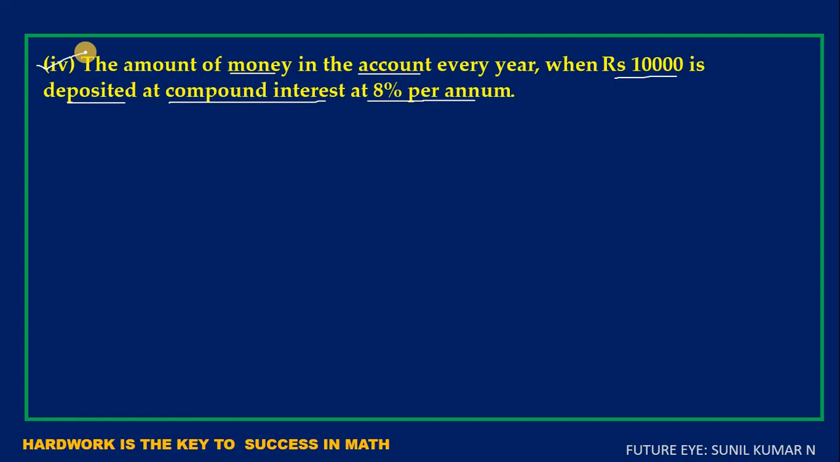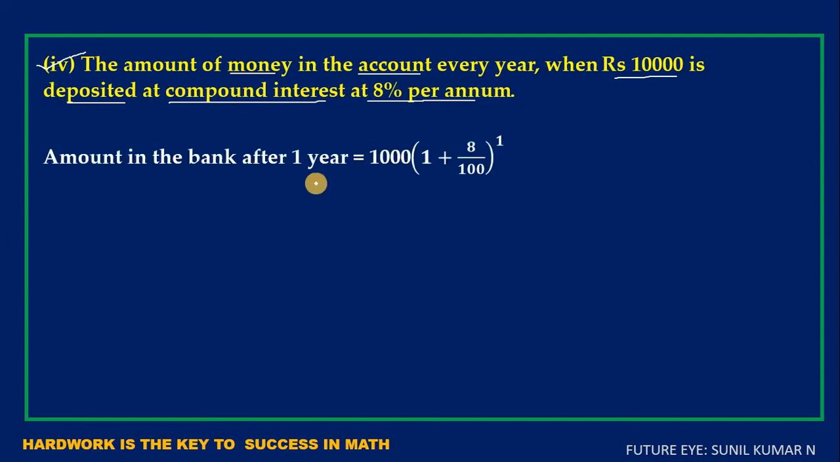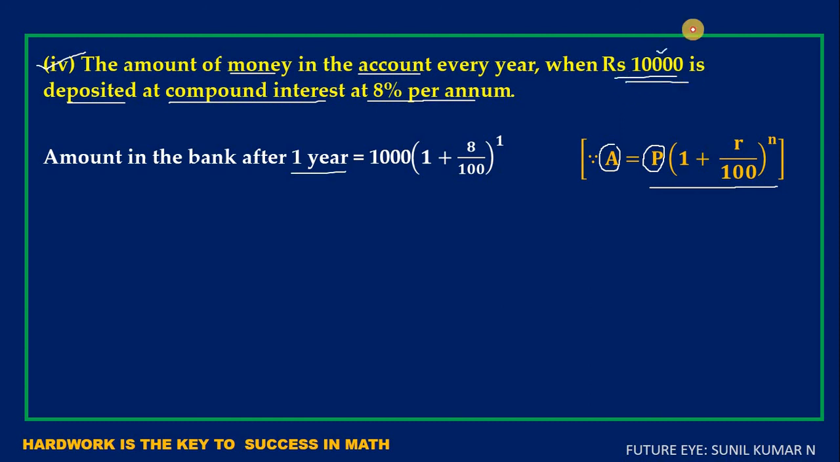Anyhow, let's check it out. Amount in the bank after 1 year. How to calculate the amount in compound interest? For that, there is a formula, that is A equals P into (1 plus R divided by 100) raised to the power of n. Here A means amount, P means principal. What is the principal in the problem? The amount which is deposited is called principal. Here 10,000 rupees deposited. This is the principal.